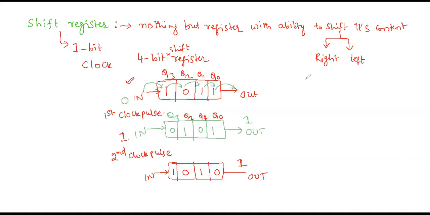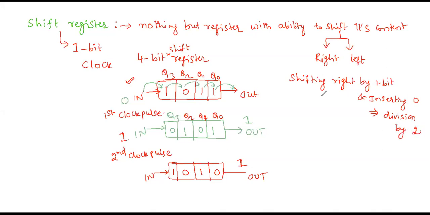And one more thing you have to know: shifting right by 1 bit and inserting 0 is equal to division by 2.